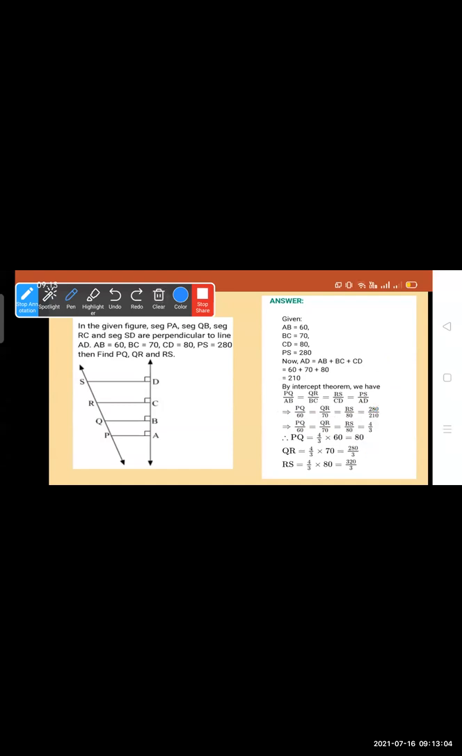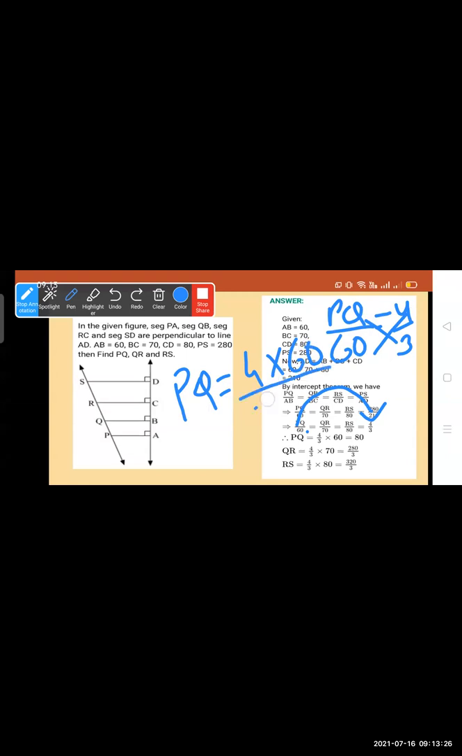Okay. Now we equate each ratio with 4 by 3. When we equate PQ by 60 is equal to 4 by 3, then from this we find the value of PQ. So cross multiply here. So we get PQ is equal to 4 into 60 divided by 3. 3 ones are 3, 3 20s are 60. So 4 into 20 is equal to 80. So from this we find PQ is equal to 80.